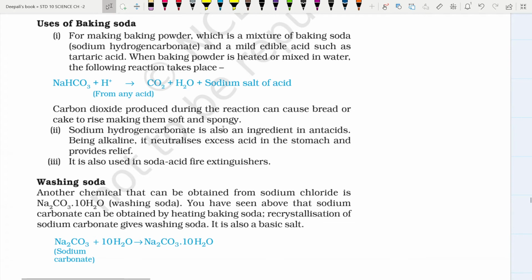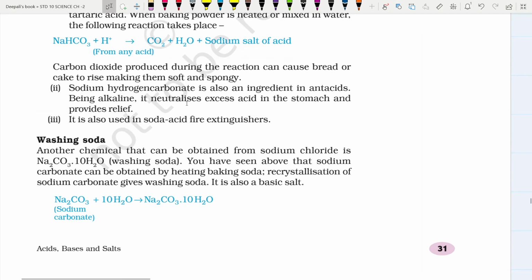Now, do you understand how your cake is so tasty and soft and how your bread is so soft? It is due to the action of baking soda, which produces carbon dioxide, and the effervescence of the carbon dioxide causes pores in it and makes it spongy.